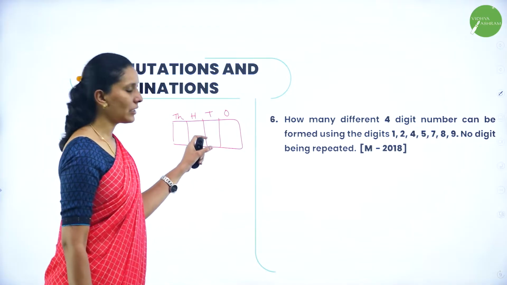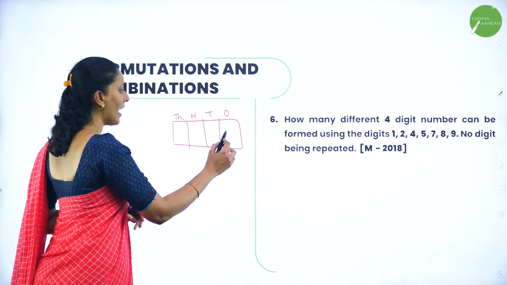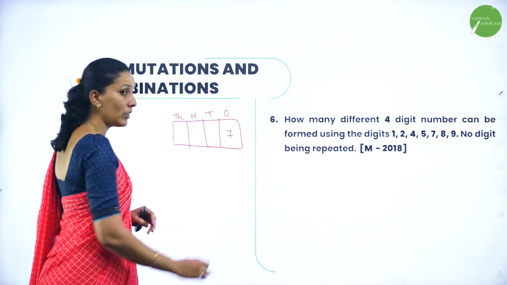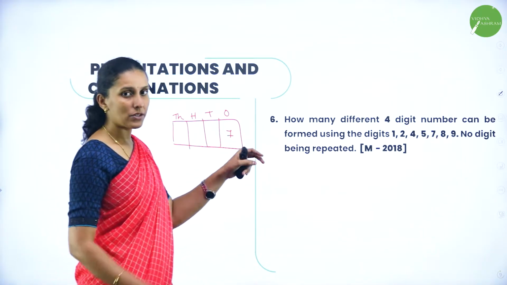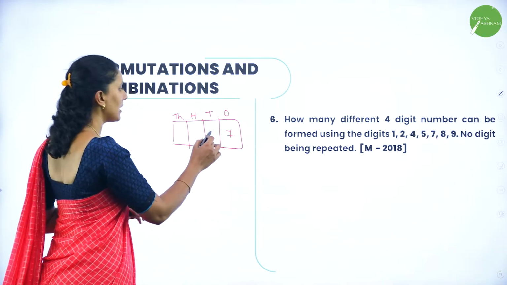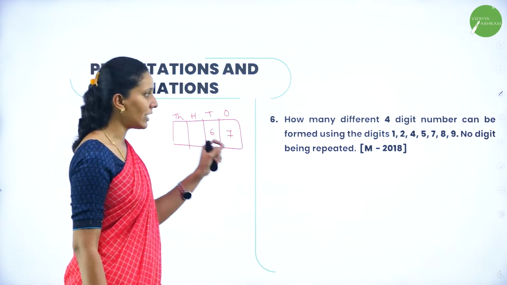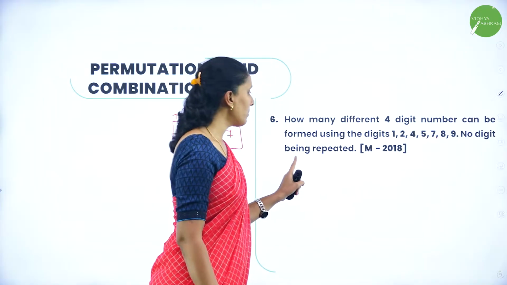So let's start filling the numbers from the ones place. I have all the chance of filling all the 7 numbers. When any one of the numbers is filled inside the ones place, we are left only with 6 numbers for the tens place, because the condition is given that no digit is being repeated.